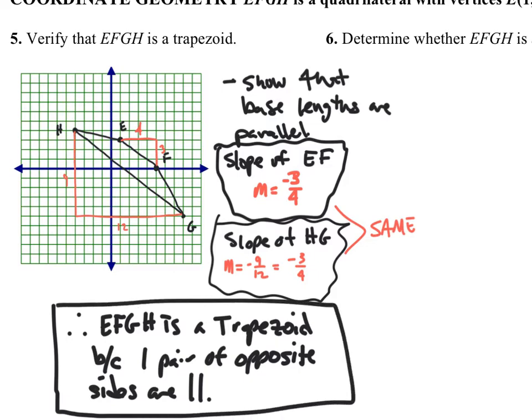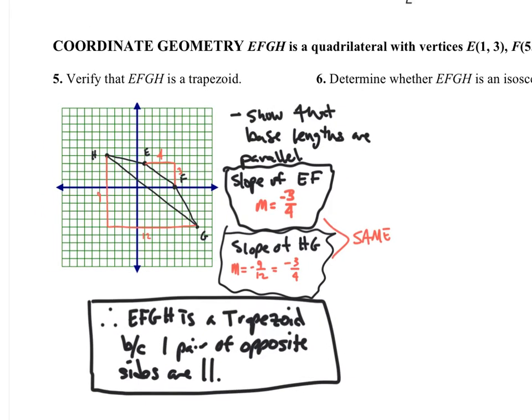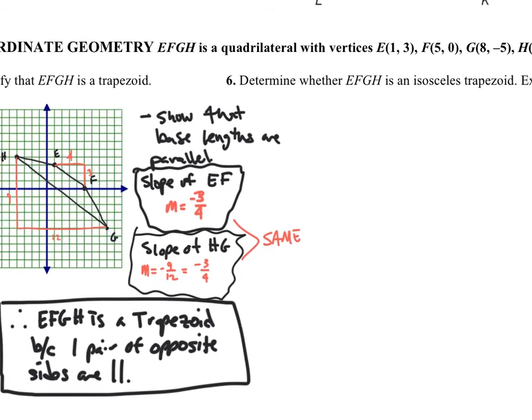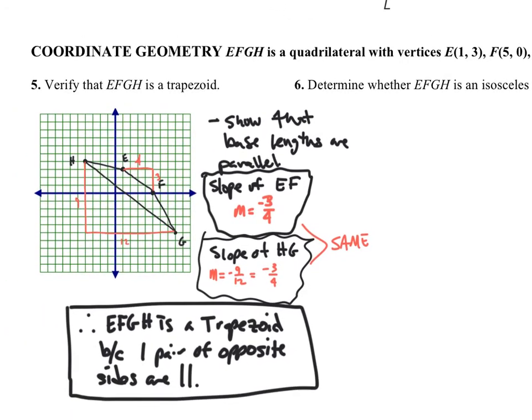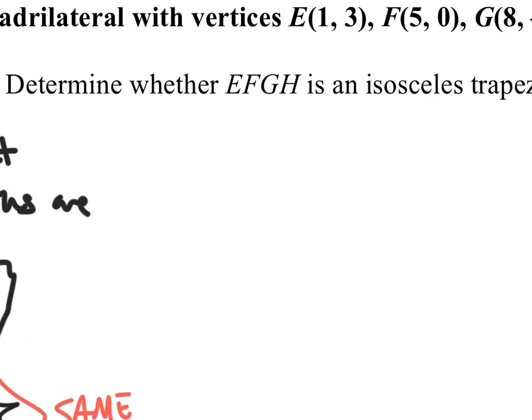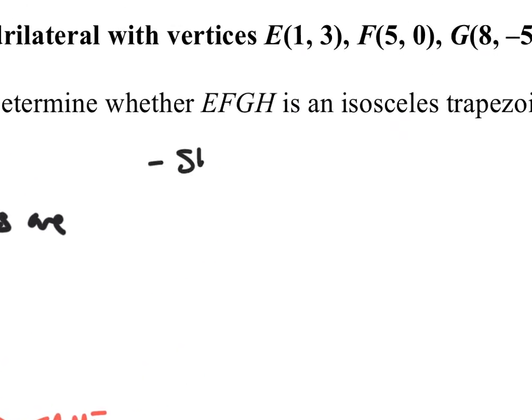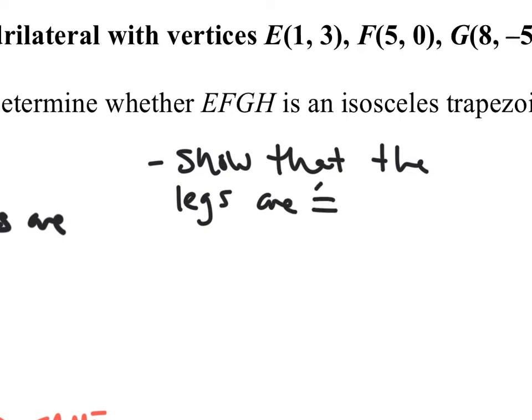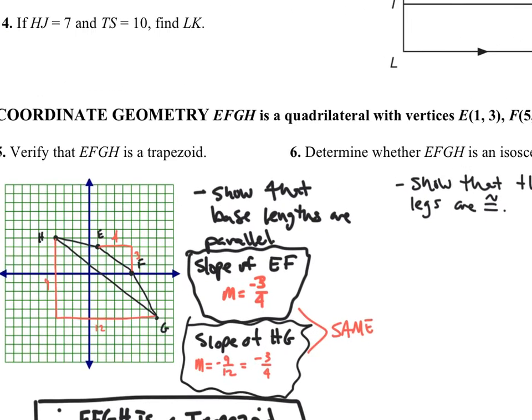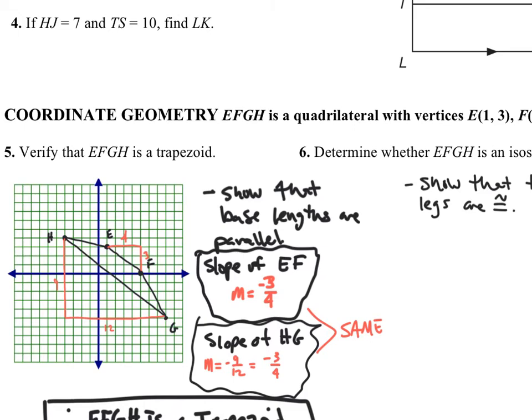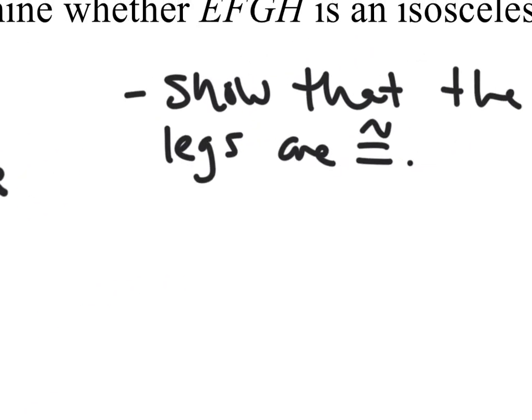Then it wants to know, determine whether this figure is an isosceles trapezoid. So what I want to do is show that the legs are congruent. I want to find the distance of HE. So let's go ahead and do that.